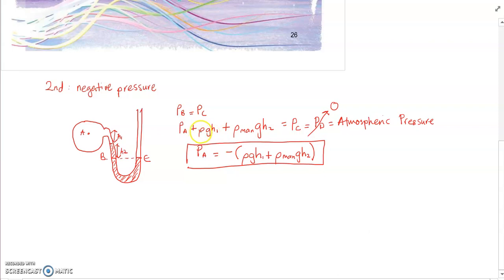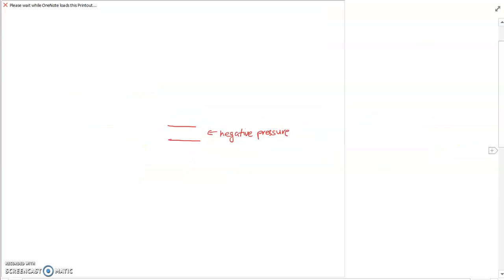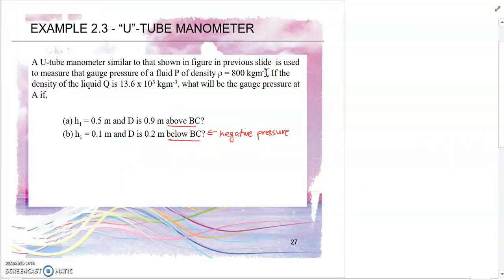So it's equal to, you bring this positive to that side, you will have a negative sign. In bracket, rho GH1 plus rho manometric fluid times G times H2. So the only difference here is this negative sign at the front. And take note that you must have a negative pressure for this kind of case. Okay, let's look at the example here.